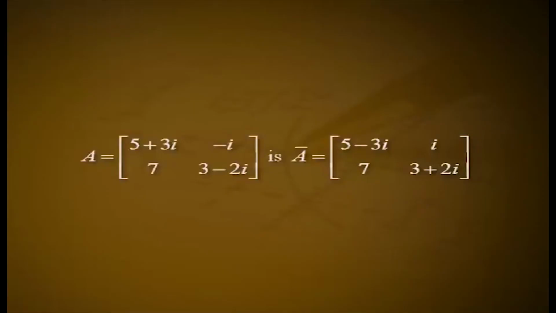Conjugate matrix. Let A be an m by n matrix with elements complex numbers. The matrix obtained from A on replacing each element by the corresponding conjugate complex number is called the conjugate of A and is denoted by A conjugate. That is, if A is the matrix Aij, then A conjugate is the matrix Aij conjugate, where Aij conjugate denotes the complex conjugate of Aij. Example 8. The conjugate of the matrix A, [5 plus 3i, minus i; 7, 3 minus 2i], is A conjugate equal to [5 minus 3i, i; 7, 3 plus 2i].